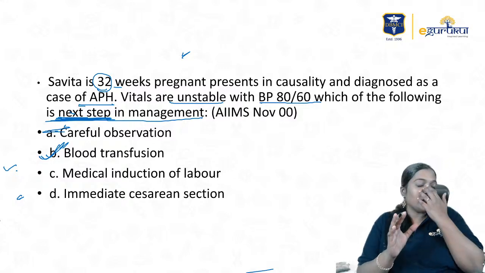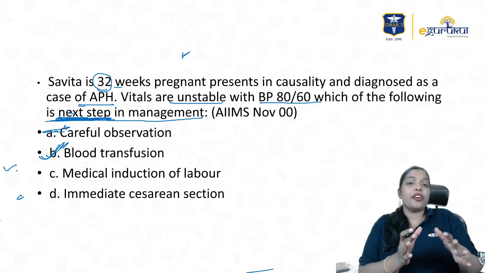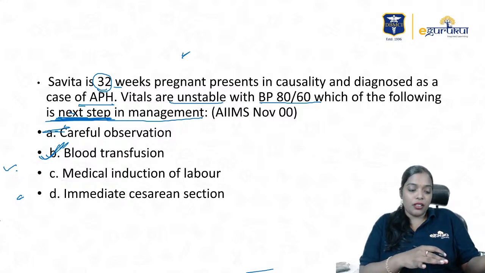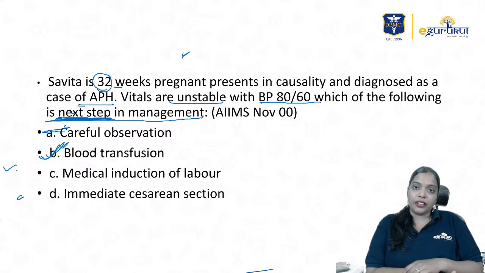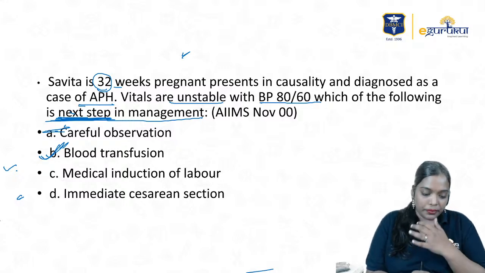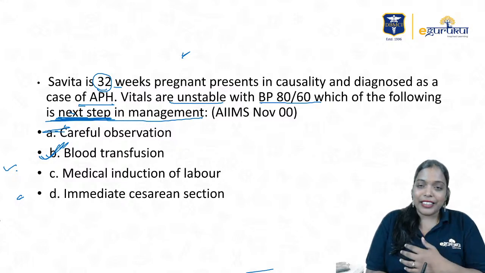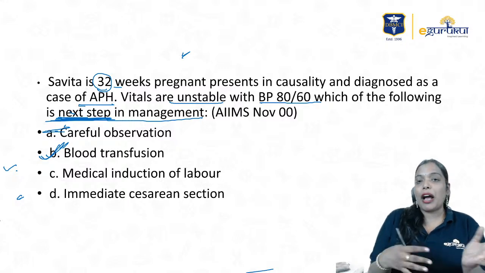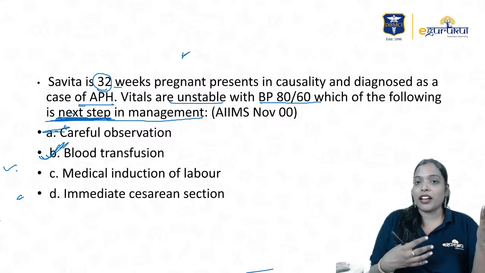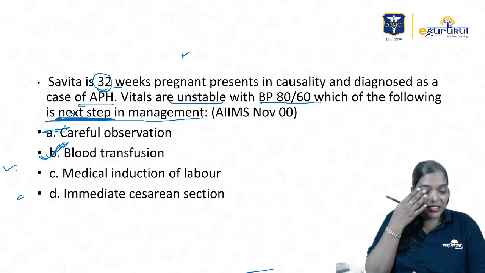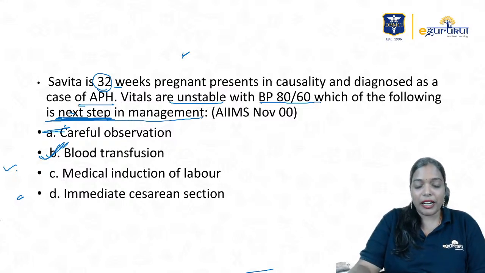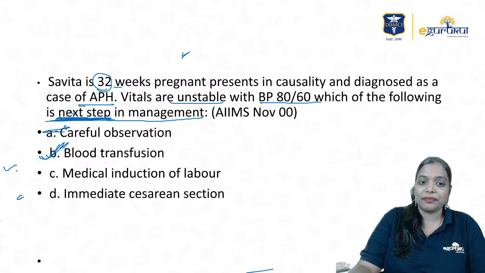They're asking you what is the next step. When the patient is not stable, your first step is to stabilize the patient. Then only you will go for the mode of delivery. So you have to first stabilize her, so you are going to go for blood transfusion. Like in movie scenarios, you will not say you can save only the baby or the mother. No, you have to save the mother first. So first go for blood transfusion and stabilize the mother.